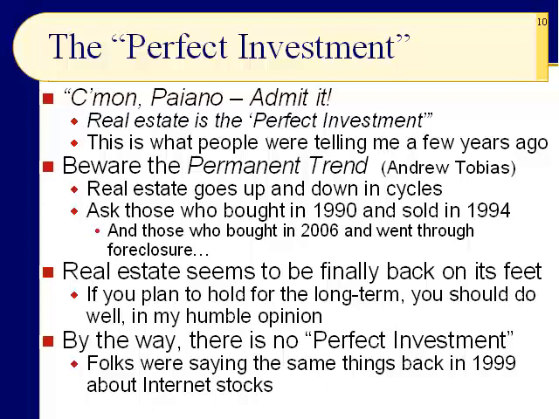But heed the words of Andrew Tobias: "Beware the permanent trend." It's what we call an oxymoron, permanent trend. It's like jumbo shrimp or military intelligence or straight curve. Real estate goes up and down in cycles. Ask those who bought in 1990 and sold in 94. See, I couldn't convince people.